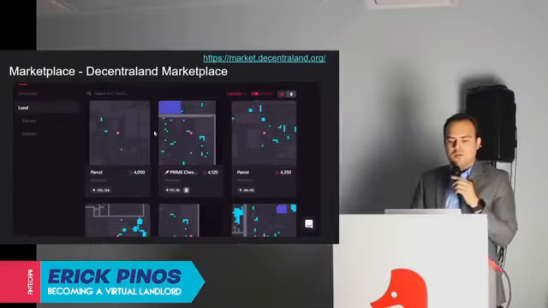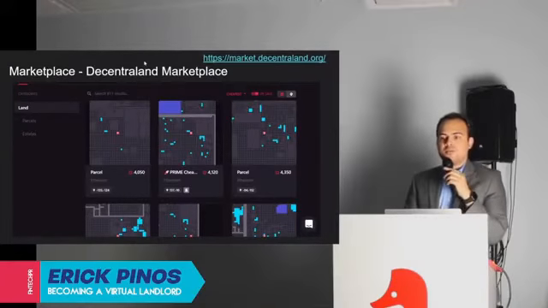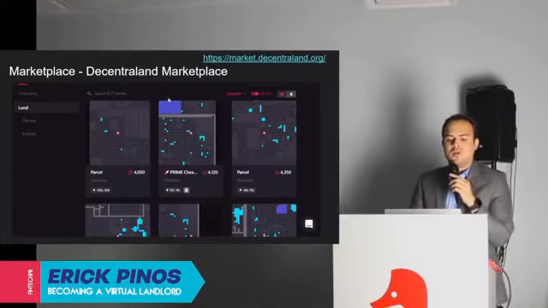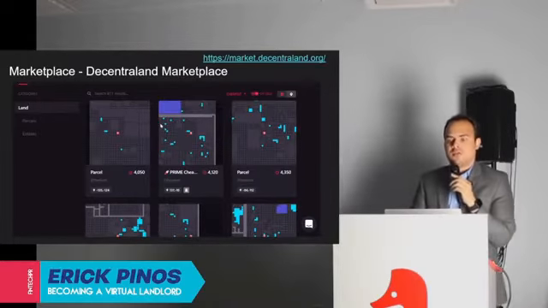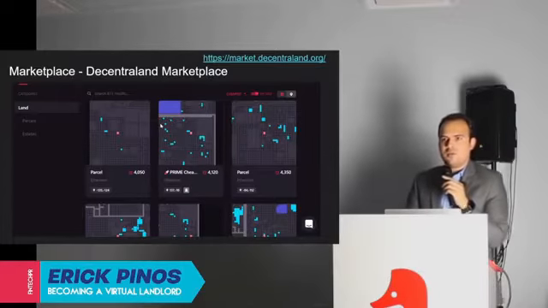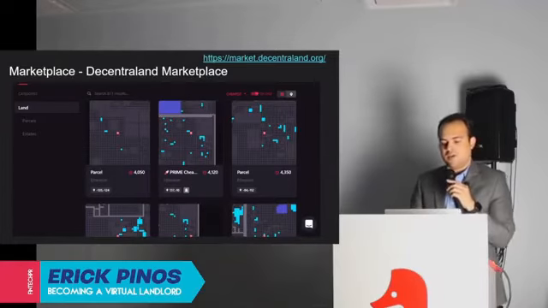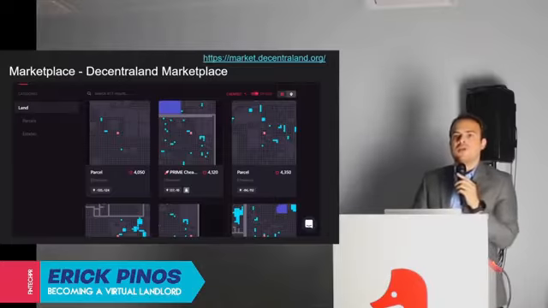So, this is what the Decentraland Marketplace looks like at market.decentraland.org. You can search by land, you can search by parcels, you can sort by cheapest, you can sort by recently listed, you can sort by most expensive. And as you go through it, using those tips that I gave and anything else that you learn spending time in this space, you can identify which deals are good and which ones are not.